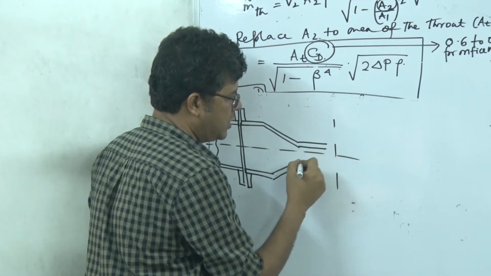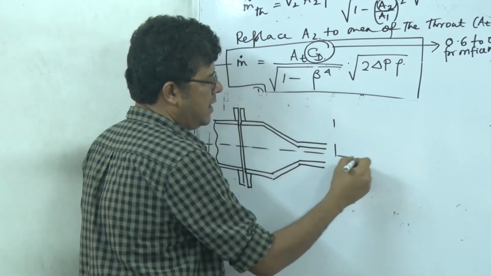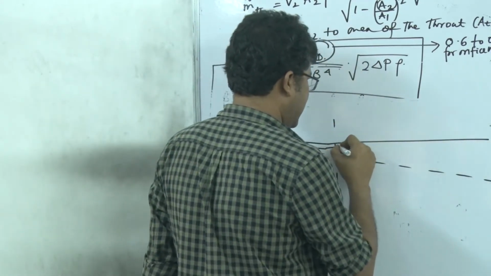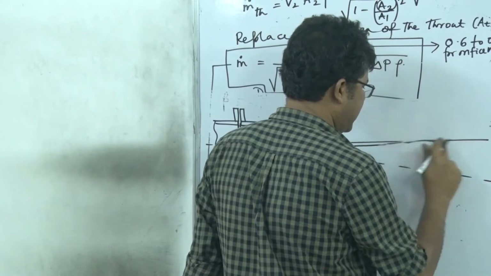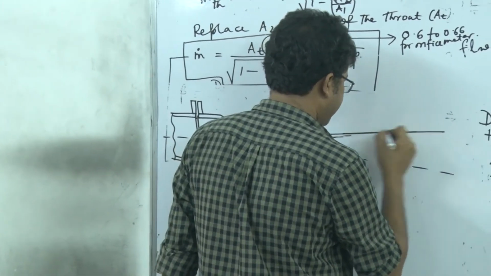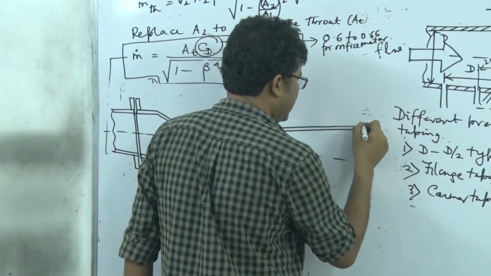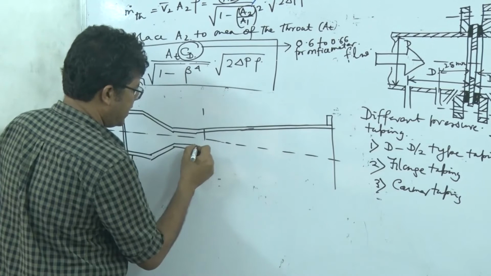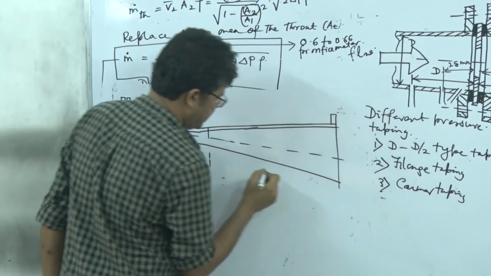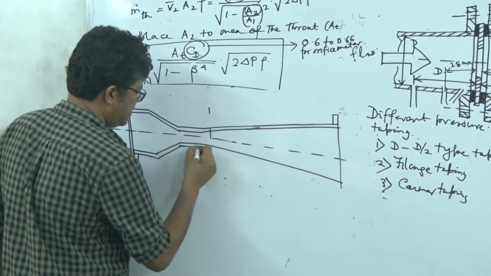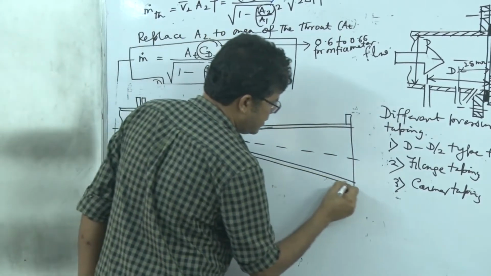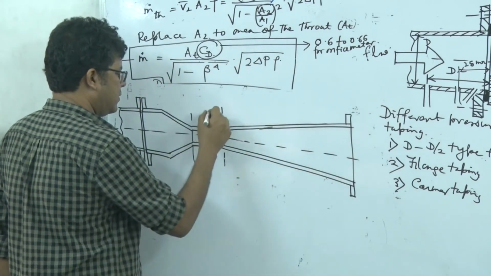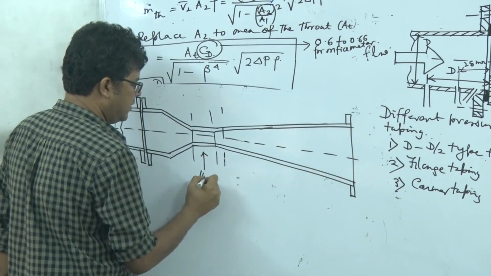Next we have a throat, and next there is a long diffuser section like this, with a very gradual change of cross-sectional area. And what is the utility? I will explain. There is a gradual change of this entire cross-sectional area, and it's like this, right? So this is the throat region.